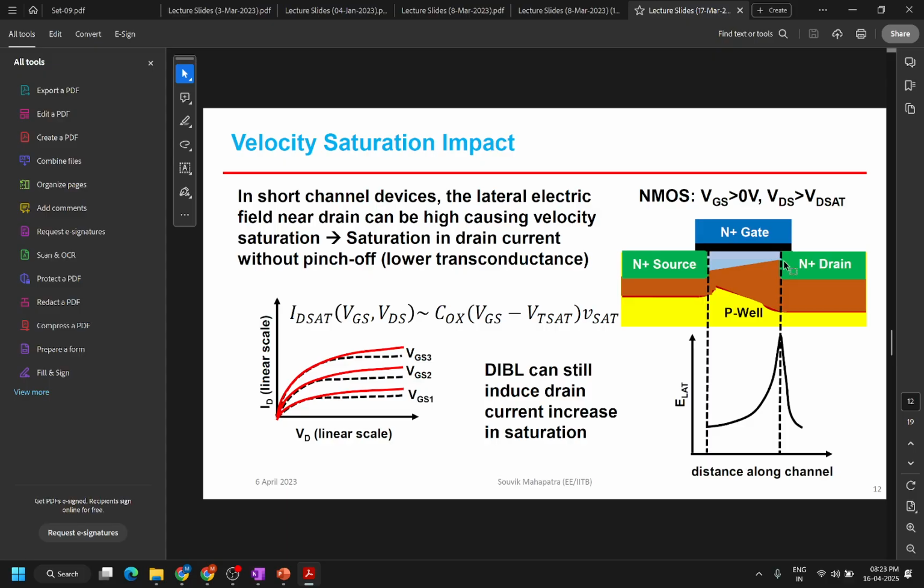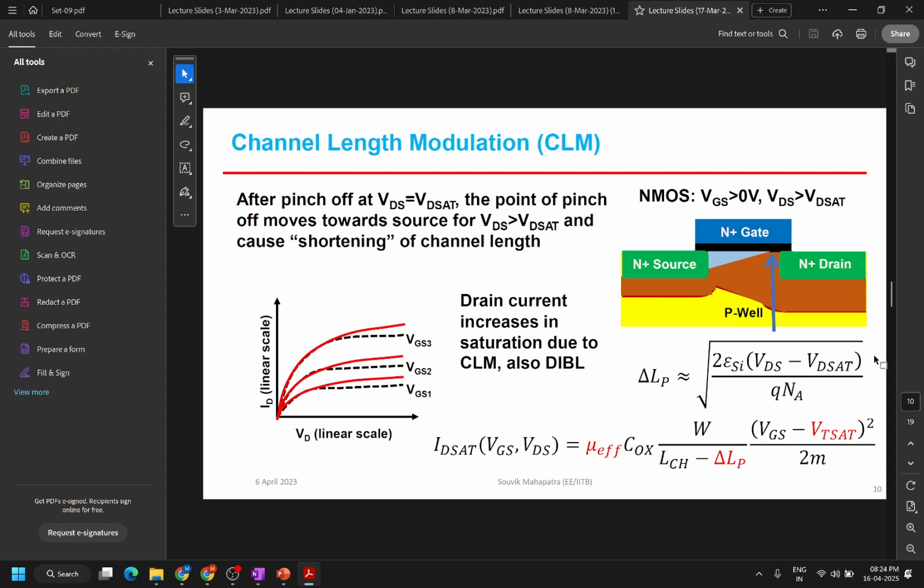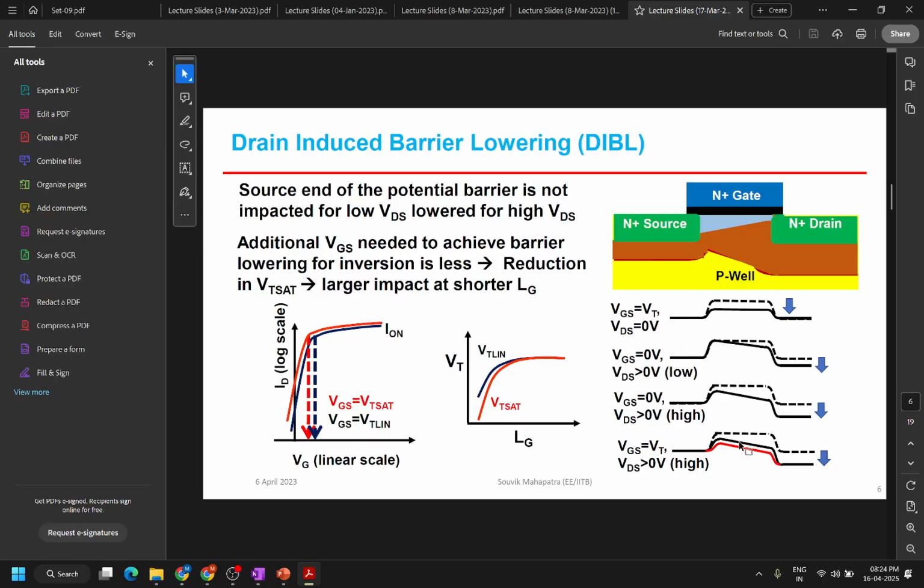But because of DIBL, even in saturation, your saturation point is coming before pinch off. But because of DIBL, you can still have an increase of current. So DIBL is drain induced barrier lowering, which is what we had seen here. This is DIBL, where it induced the barrier lowering, which means it shifted VT to the left, and it constantly keeps shifting. So your barrier keeps increasing your current in the saturation region itself, because the barrier keeps getting lower.